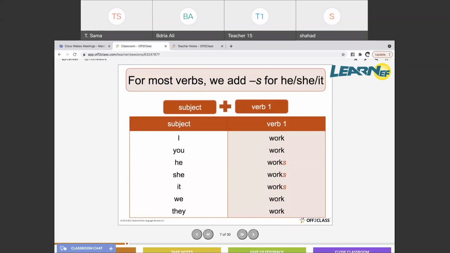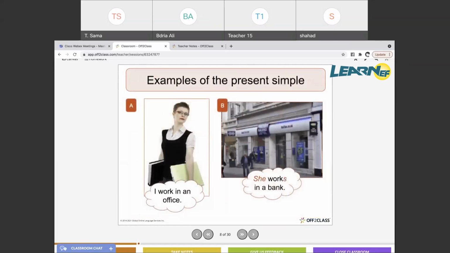So with I, you, we, they, we just put the base verb. With he, she, it, we add S. So I work. You work. He works. She works. It works. We work, بدون S, and they work, بدون S. Okay? So that is the form of a positive sentence, جملة إيجابية, in the present simple.